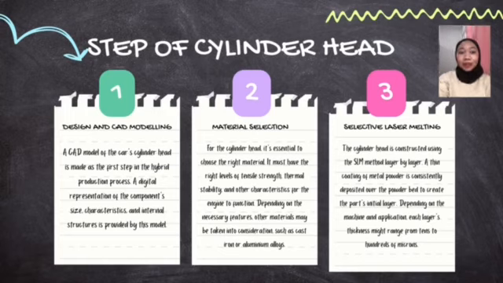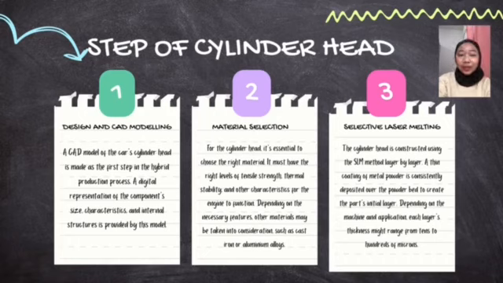The second step is material selection. For the cylinder head, it is essential to choose the right material. It must have the right levels of tensile strength, stability, and other characteristics for the engine to function. Depending on the necessary features, other materials may be taken into consideration, such as cast iron or aluminium alloy.